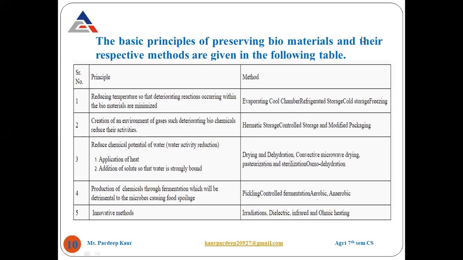The next principle is innovating methods. There are different innovating methods, that is irradiation, dielectric, infrared, and oblique heating. So these are different principles. We can say that for different purposes, we use different methods of processing and different methods of preserving the food.